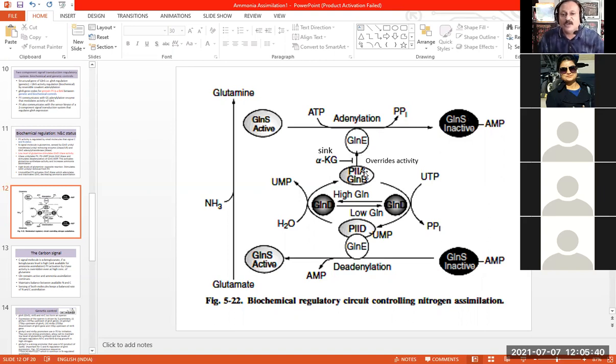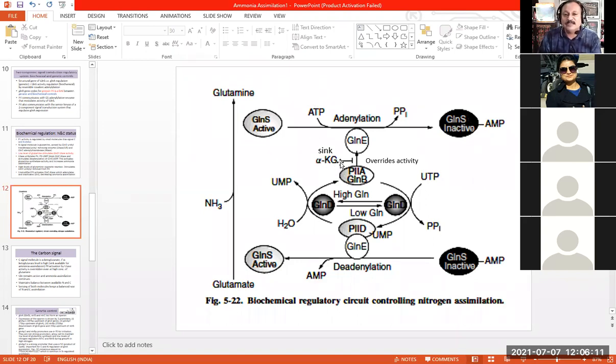P2 protein will not carry out the activation of this enzyme GLN-E, and therefore adenylation will not take place, but rather it will activate the GLN-E in such a way that it will carry out deadenylation. And therefore this GLNS, that is the synthetase enzyme, glutamine synthetase, will still be converted from inactive form to the active form. Is it correct? Is it right? Have you understood?